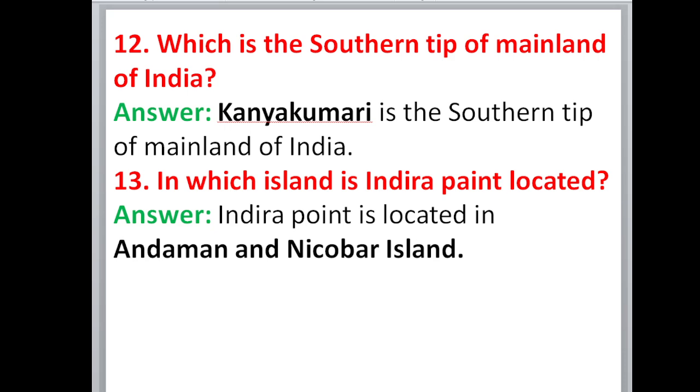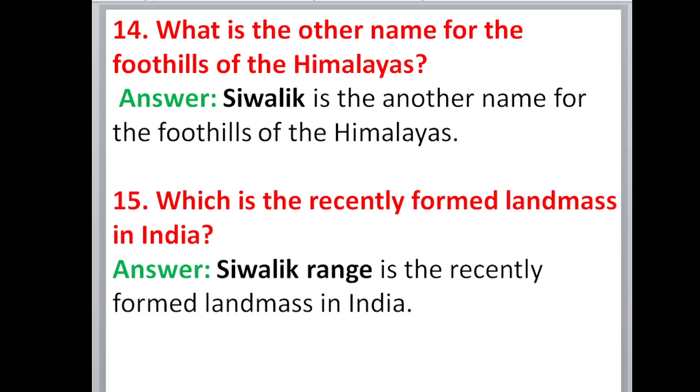Then move to the next: in which island is Indira Point located? Indira Point is located in Andaman and Nicobar Island. So you have to remember this one. Then move to the 14th. What is the other name for foothills of Himalayas? The answer is Shivalika is another name for the foothills of the Himalayas.